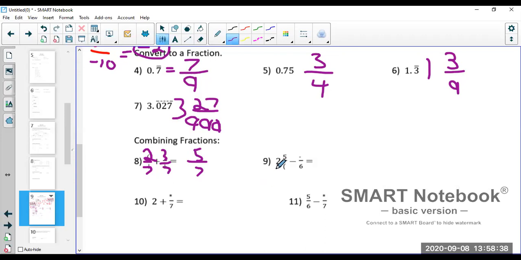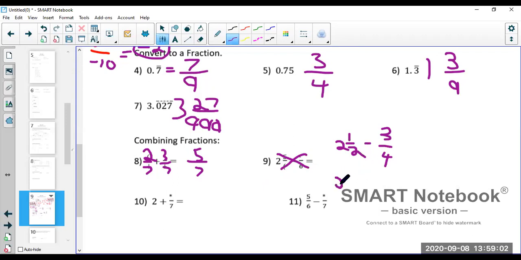So here, I'm not sure why we have a 5, so we're going to rewrite this question here because it's not the same one that you guys have. So we're going to go 2 and 1/2 minus 3/4. Okay, so here we don't have common denominators, so we have to make this a common denominator.